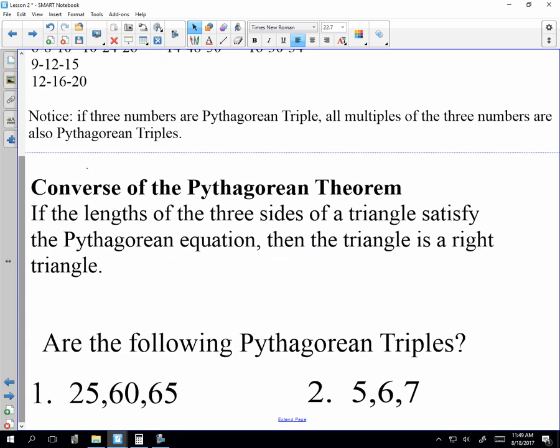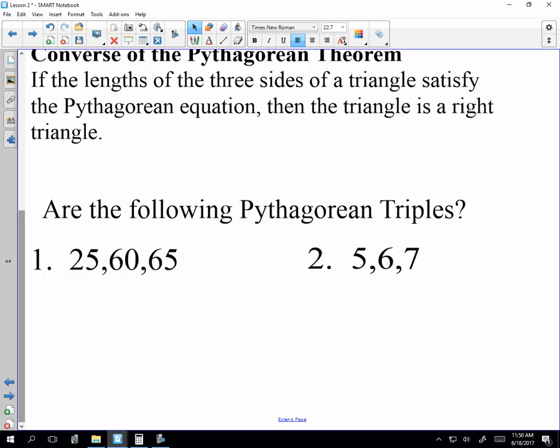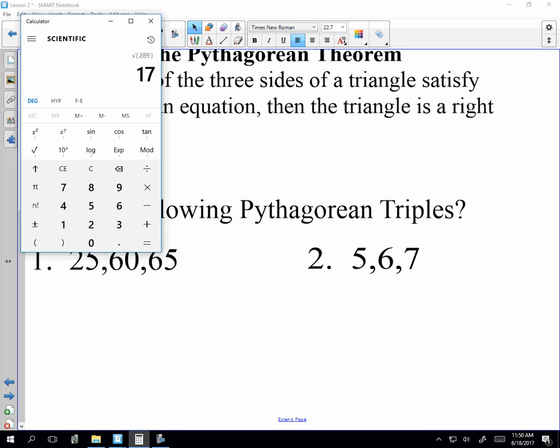So we can also work this backwards. If the lengths of the three sides of a triangle satisfy the Pythagorean theorem or Pythagorean equation, then the triangle is a right triangle. So it's a way for us to prove whether a triangle is a right triangle or not. So if we look at these last two, are these Pythagorean triples? All we have to do is work our way through and test it out.